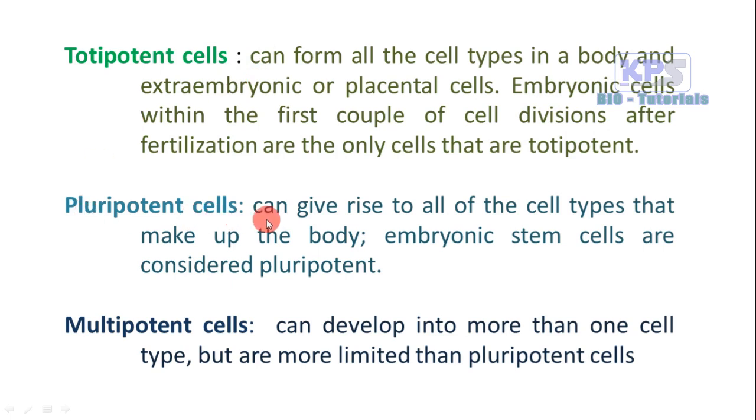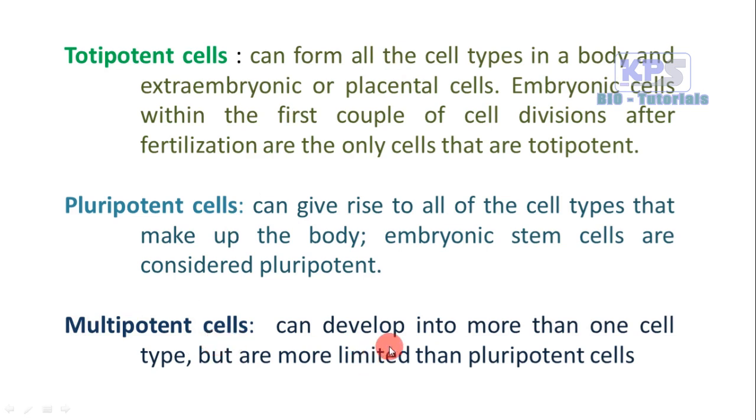Whereas the pluripotent cells can give rise to all of the cell types that make up our body, but they cannot form extra-embryonic or placental cells. The embryonic stem cells are considered to be pluripotent cells. These pluripotent cells can develop into any cell type. They may develop into nerve cells, or into muscle cells. In this way, they can develop into any category of cells in our body. Such cells are called pluripotent cells.